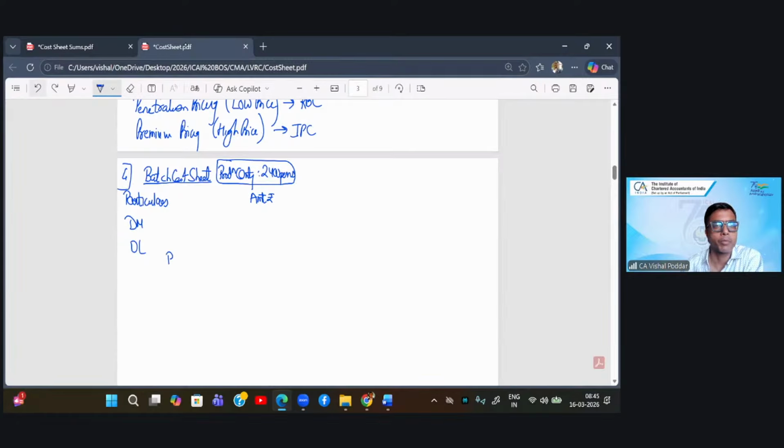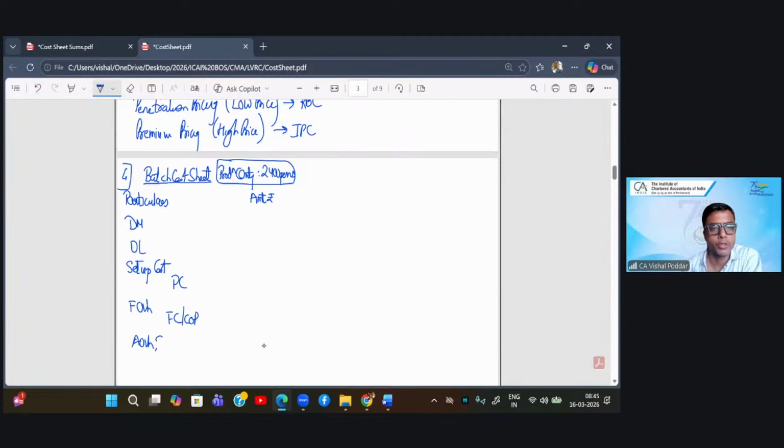No, one second. Setup cost is also there, which is a direct cost. So this will make your prime cost. Then you'll add factory overhead. This will be factory cost and cost of production. And then we'll add administration. I think these three are combined. Administration, selling and distribution. All this will make it total cost.